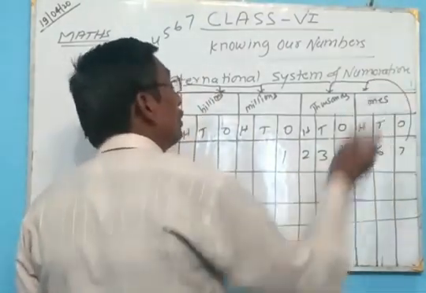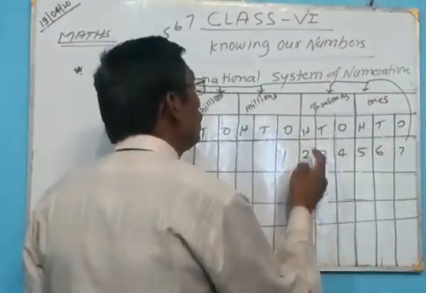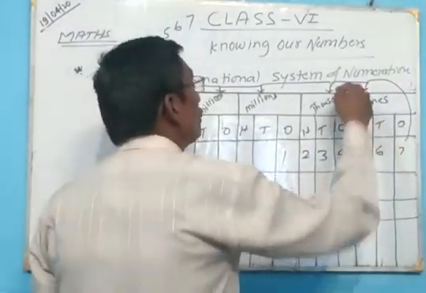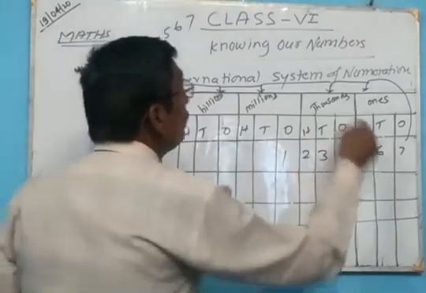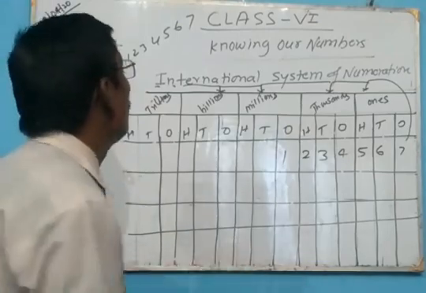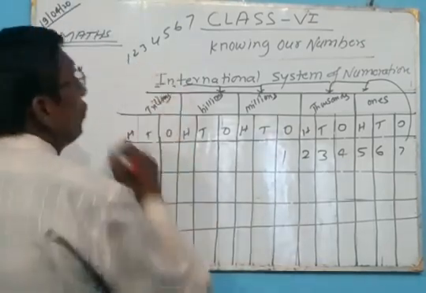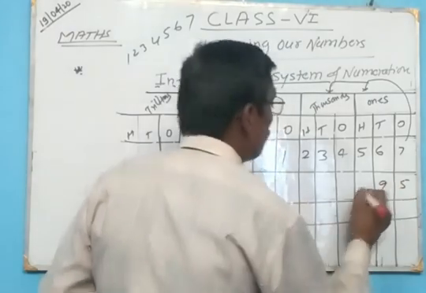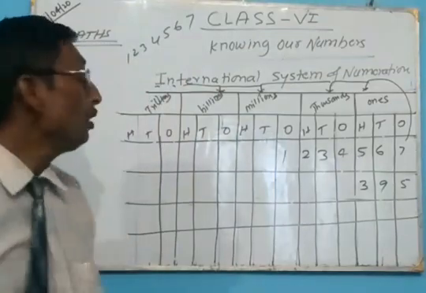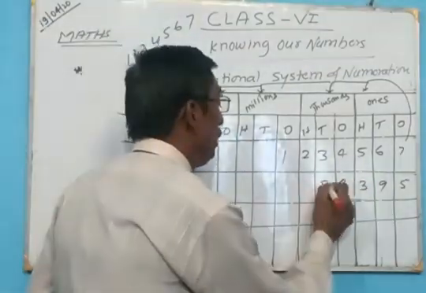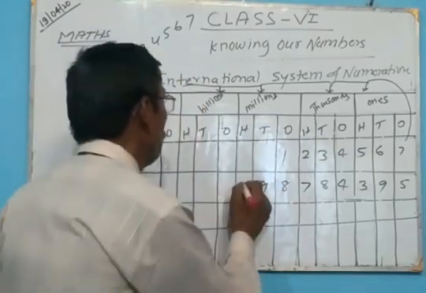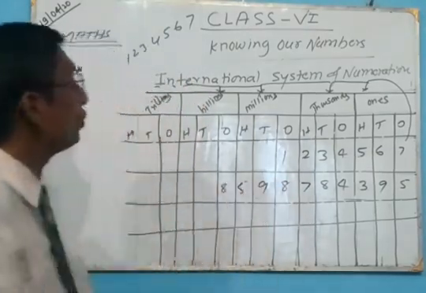567 ones, 234 thousands, and like this other numerals are represented. So let us take another example: 5, 9, 3, 4, 8, 7, 8, 9, 5, 8, and so on.